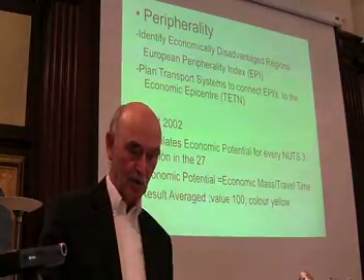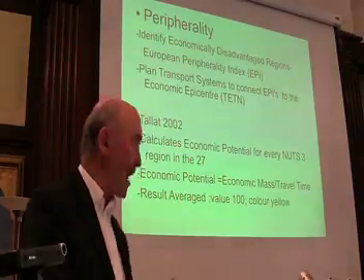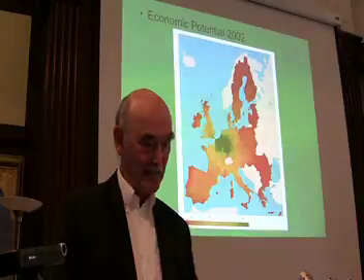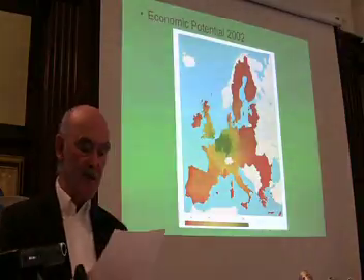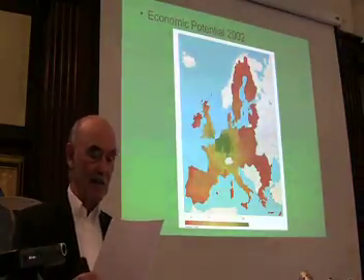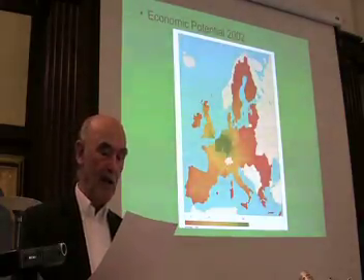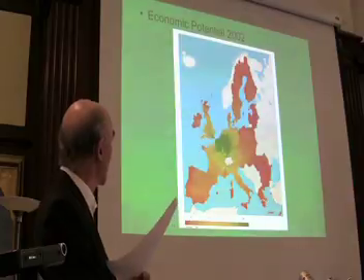Now, let's have a look at the results of his work. I only put one of them up, so you'll need pretty good eyes to see it. The economic potential of every NUTS 3 region was calculated, averaged, and the average set at 100, and coloured yellow on the chart.